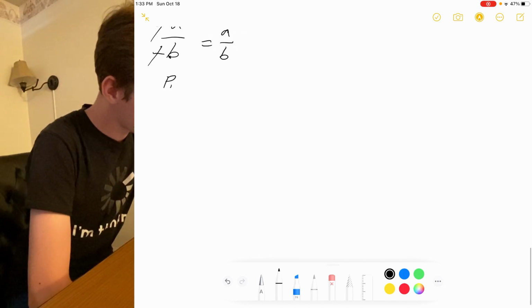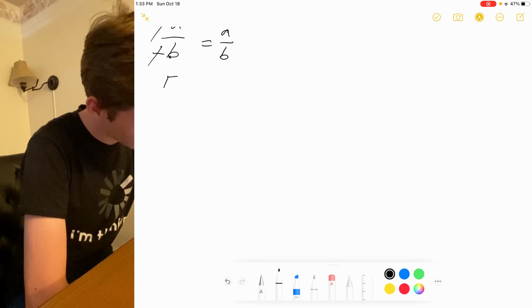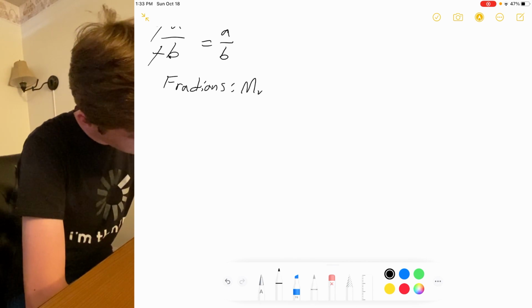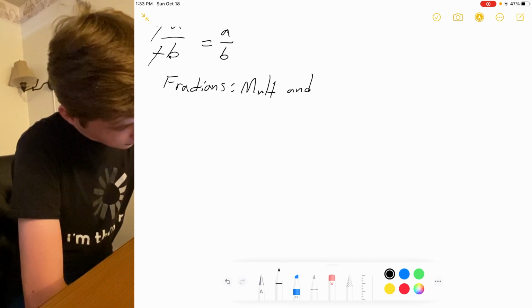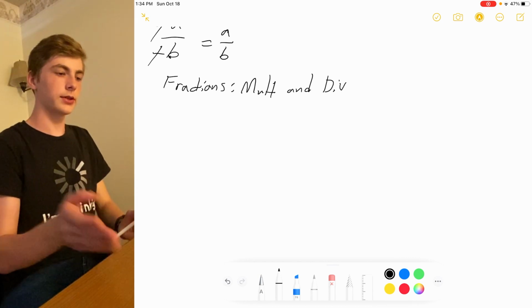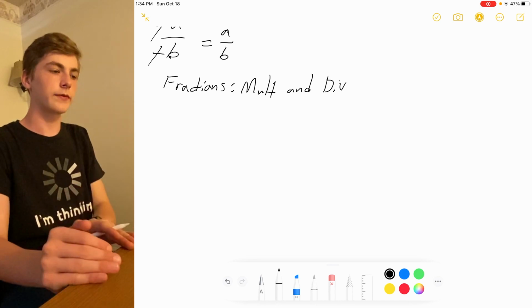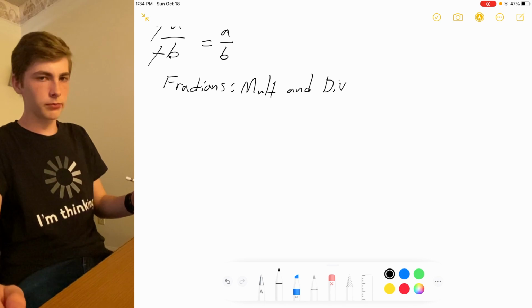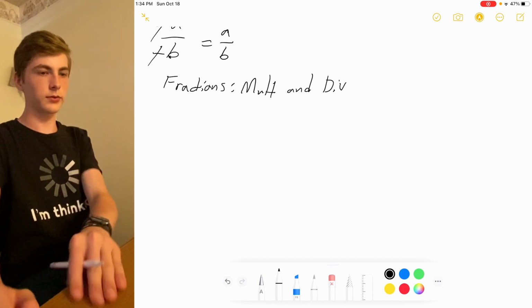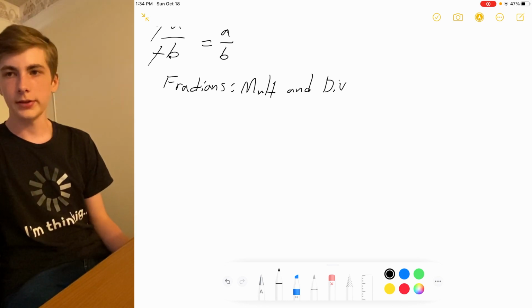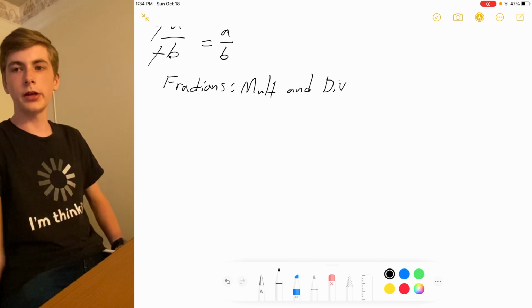Fractions: multiplication and division. You might notice with integers, I went over addition and subtraction first and then multiplication and division. With fractions, I'm going to start with multiplication and division because it's really simple, and adding and subtracting fractions is a little more complicated, and you'll see why in a second. So multiplying and dividing fractions. Let's start with multiplication.